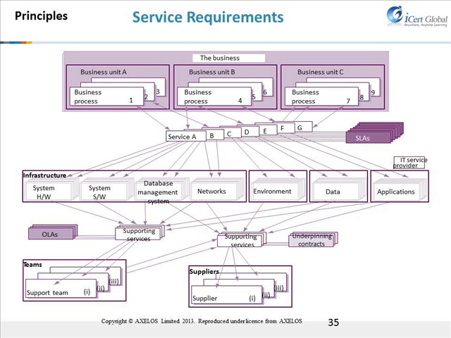Service requirements. Service design must consider all elements of the service by taking a holistic approach to the design of a new service. The image on the slide captures a typical service requirement design of a new service.